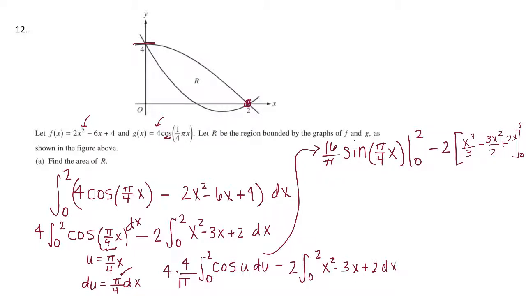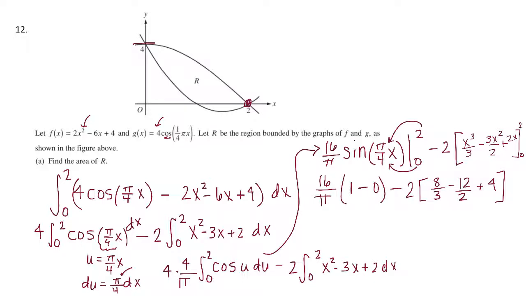So let's see what we ended up with here. When we plug in, we still have our 16 over pi times, and if we plug in our 2 here, we're really going to get 2 pi over 4, which is just pi over 2, and sine of pi over 2 is 1, minus, if we plug in 0, sine of 0 is 0. And then minus, over here we have 2 times. And remember, once you get all of this plugged in, you can stop. So you have 8/3 minus 4, 12 over 2, plus 4, and then all of that minus 0. So you can stop there, and that should be enough to get you your point.